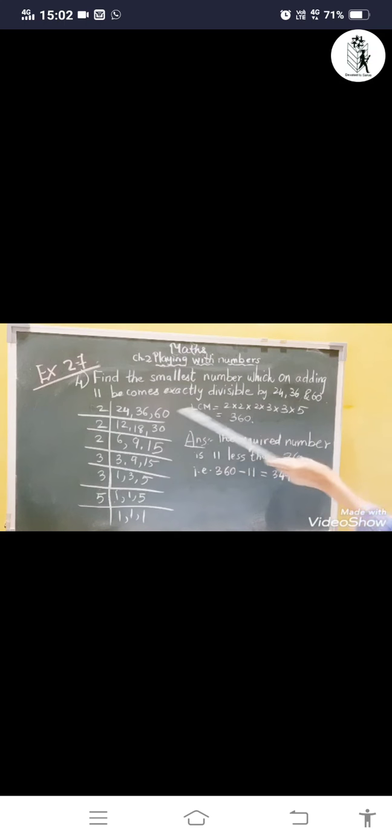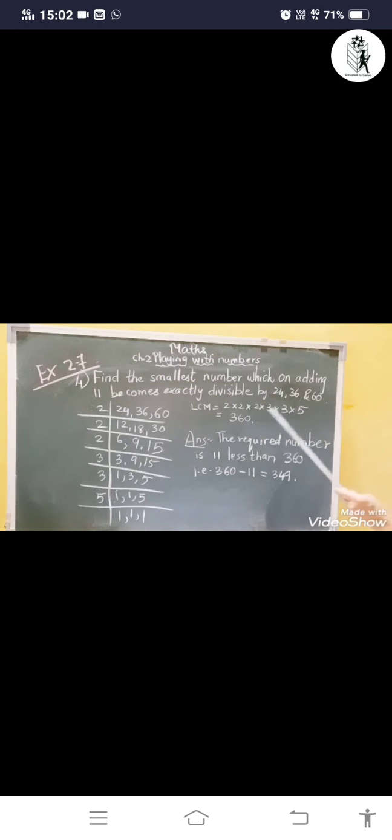We write LCM here and we take down all these prime factors here. 2 into 2 into 2, 3 into 3 into 5. 2 2s are 4, 4 2s are 8, 8 3s are 24, 24 3s are 72 and 72 5s are 360. 360 is the LCM.